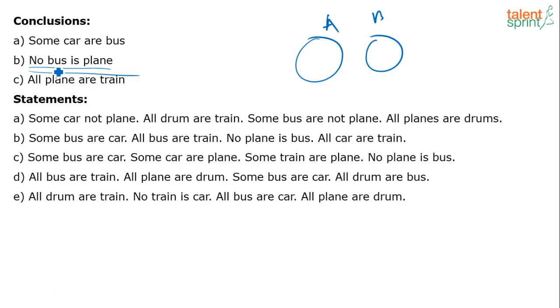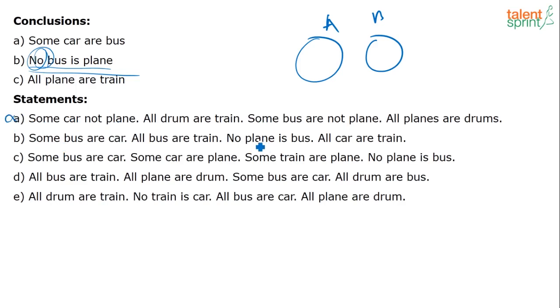Correct? So, in this question, let us look for statements which have a universal negative statement. Only then you can get this conclusion. I hope it is clear. To get a universal negative conclusion, you need a no somewhere in the statements. Now, which are the options which have no? See, in option A, even though you have a statement like some car are not plane, there is no conclusion which starts with no. So this option I am going to eliminate for now.